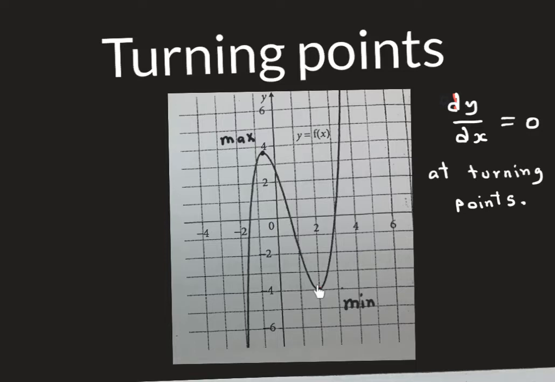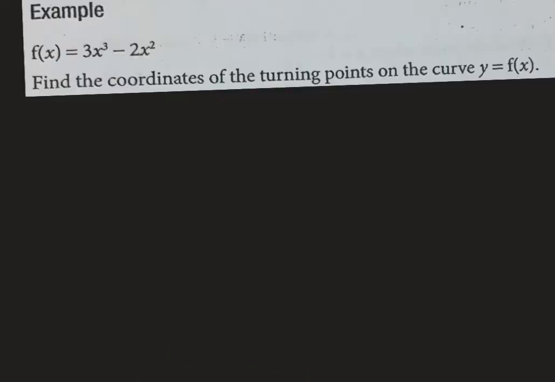Now how to find the turning point? If we have f(x) equals 3x^3 minus 2x^2, find the coordinates of the turning point on the curve. We know that at the turning point the derivative is 0. So find the derivative for this function and equate it to 0 to find the coordinates of the turning point.